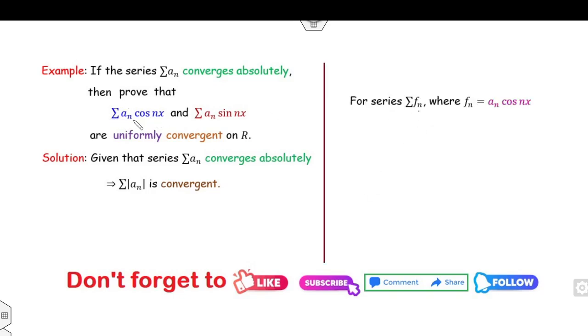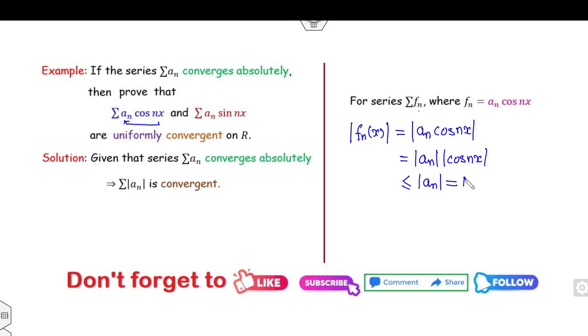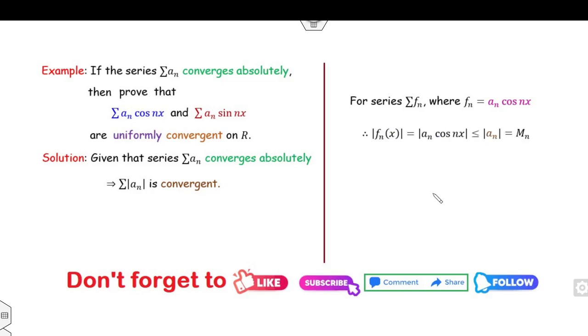For the first series, this is my Fn. So let's start with Fn of x, which is a_n cos nx. I can say this number is a_n into cos nx, and the value of |cos nx| is always less than or equal to 1, so it is less than |a_n|, and clearly I call this number Mn because this is a function of n only. Now your target is to check the convergence.